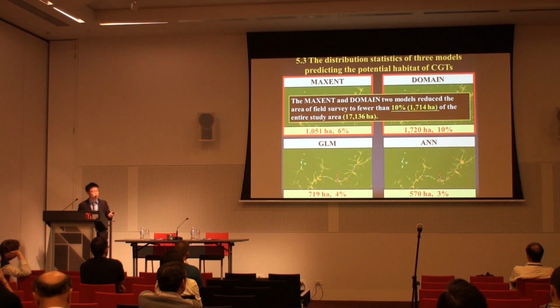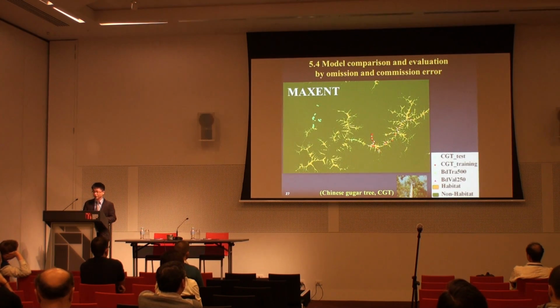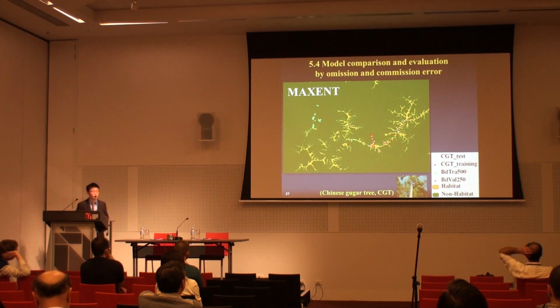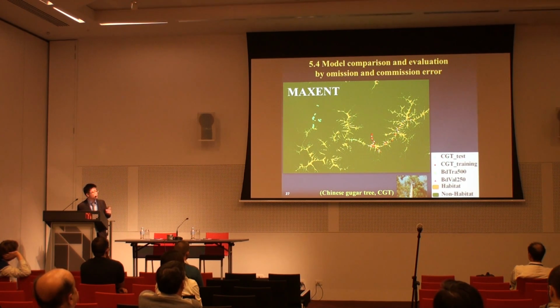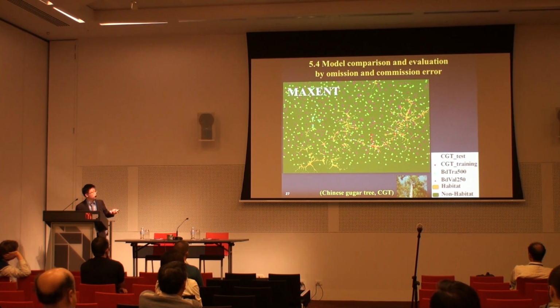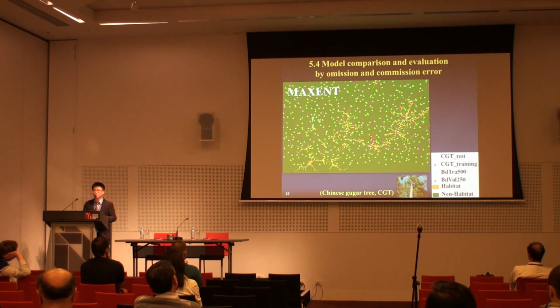So we think these two models were much better. In addition, we try to visualize and link our data resource. We make an example. The dark green is our non-suitable habitat, and the orange color is our suitable habitat. The sky blue and the red points are our CGT samples. And we add in the pink and the dark green triangles, which are our background non-suitable habitat.